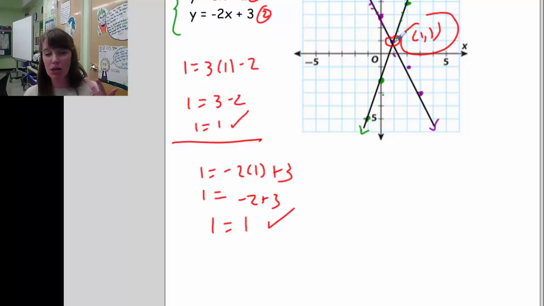What does it look like geometrically? Well, it looks like there's a point where the two lines intersect. There's exactly one point where they intersect. Algebraically, I can put this point back in and they both arrive at true statements. I know there's only one because if I look at them geometrically, they only cross once.